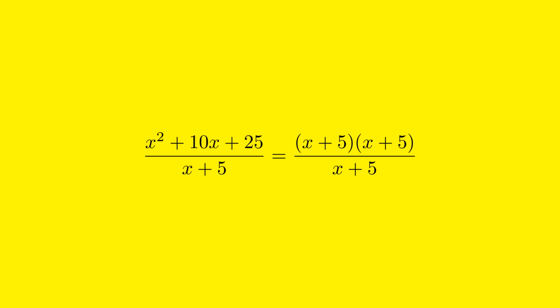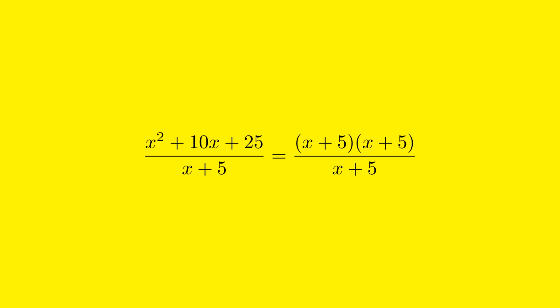We can rewrite this as x plus 5 times x plus 5. This is because the expression x squared plus 10x plus 25 is a perfect square trinomial. A perfect square trinomial takes the form a squared plus 2ab plus b squared, which factors into a plus b all squared. In our case, a is x and b is 5. Therefore, the numerator becomes x plus 5 times x plus 5.